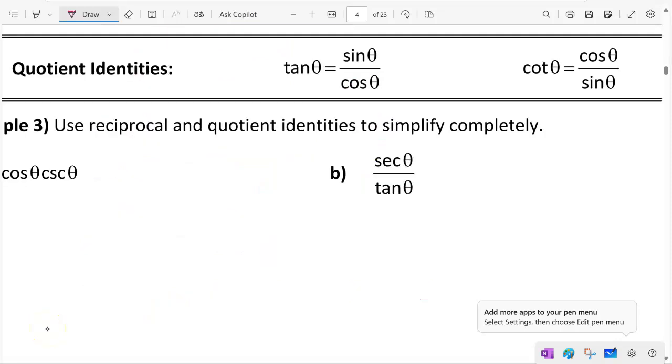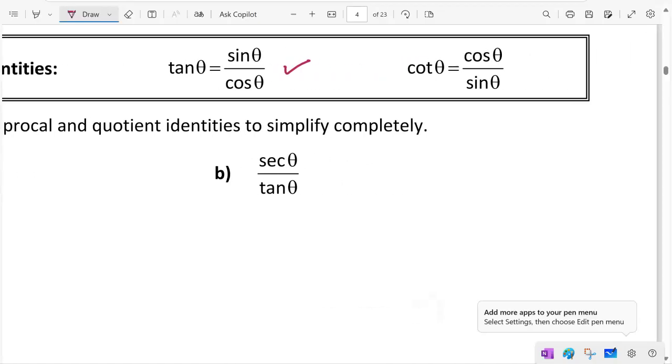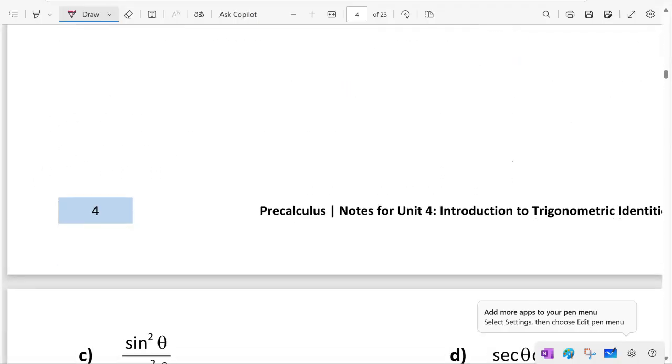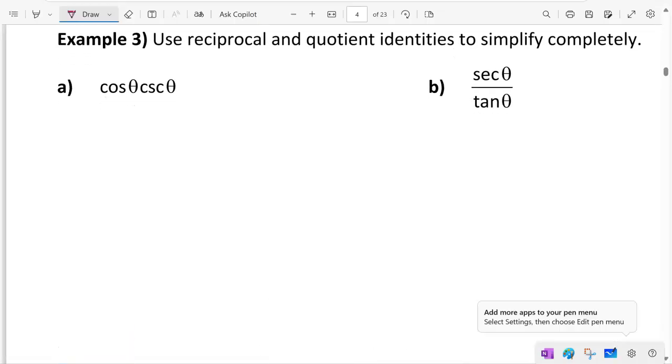This brings us to the quotient identities. Tangent of theta is equal to the sine of theta divided by the cosine of theta, which we've just proved. And I think an easy jump from there is, since cotangent is the reciprocal of tangent, then cotangent must be the reciprocal, cosine over sine. Now we're going to use all 5 of these reciprocal and quotient identities to simplify expressions.